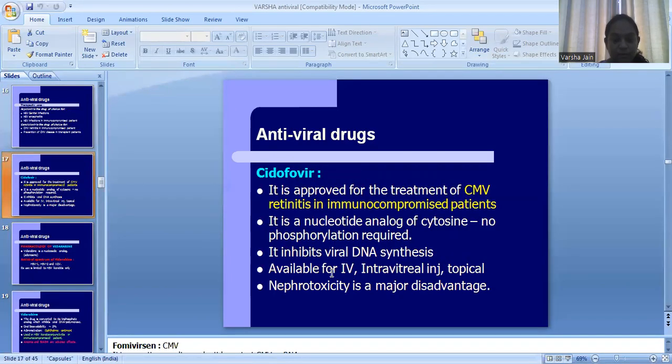Cidofovir is approved for the treatment of CMV retinitis in immunocompromised patients. It is a nucleotide analog of cytosine. No phosphorylation is required. It inhibits viral DNA synthesis. Available for IV, intravitreal injection, and topical route. Nephrotoxicity is a major disadvantage.